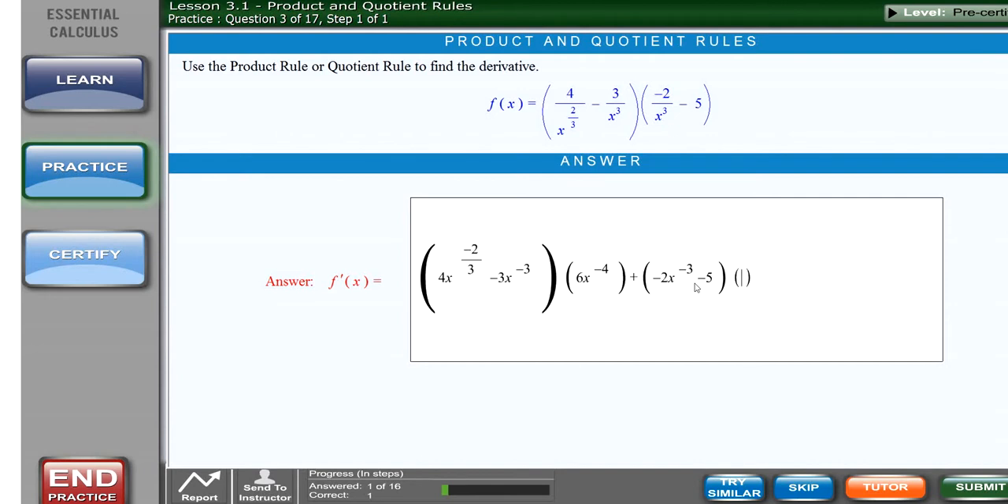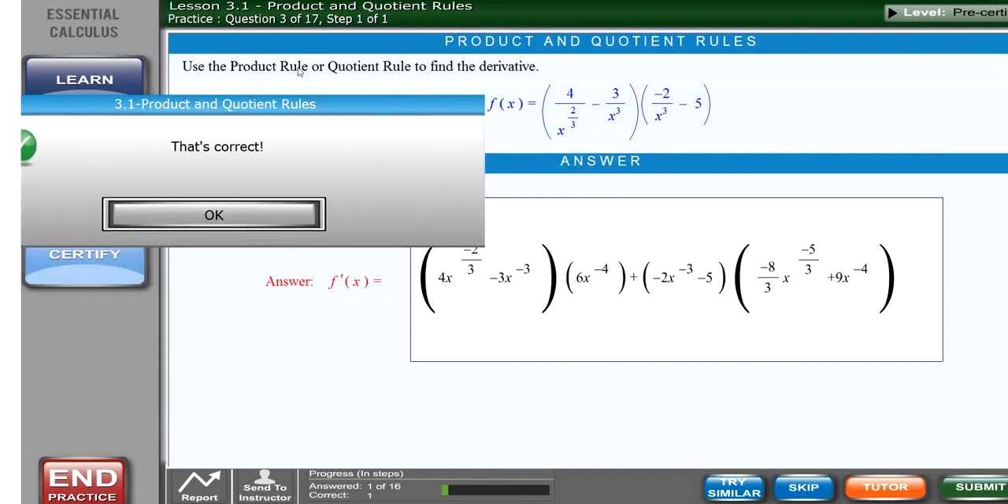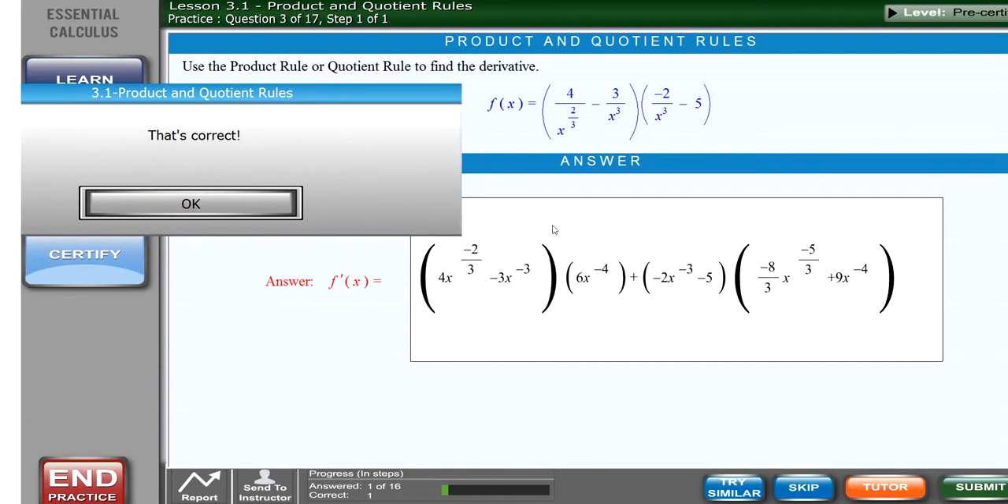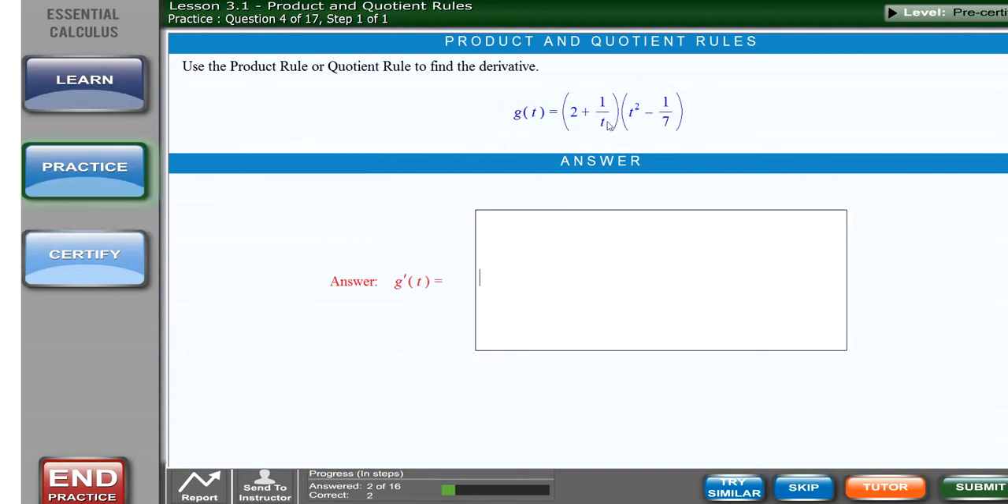And then that last parentheses was negative 8/3 x to the negative 5/3 plus 9x to the negative 4. There we go. Just typed in exactly what we had written out on the other screen. Don't simplify. And there it is. So it's actually pretty simple once you realize you don't have to try to simplify the answer. Apply the product rule and don't go any further. That's basically the same thing.